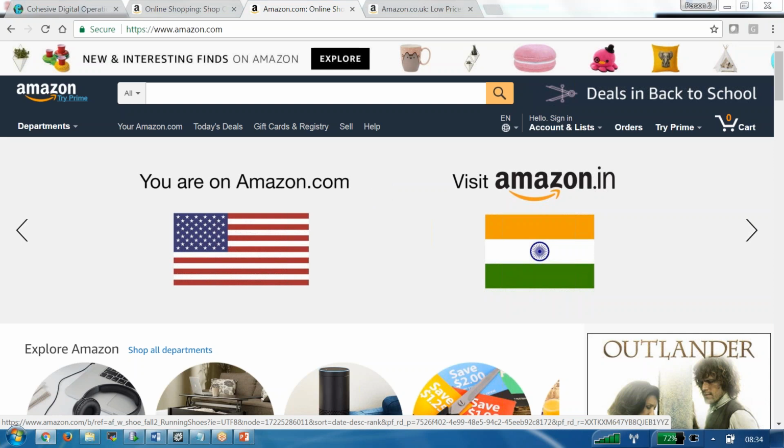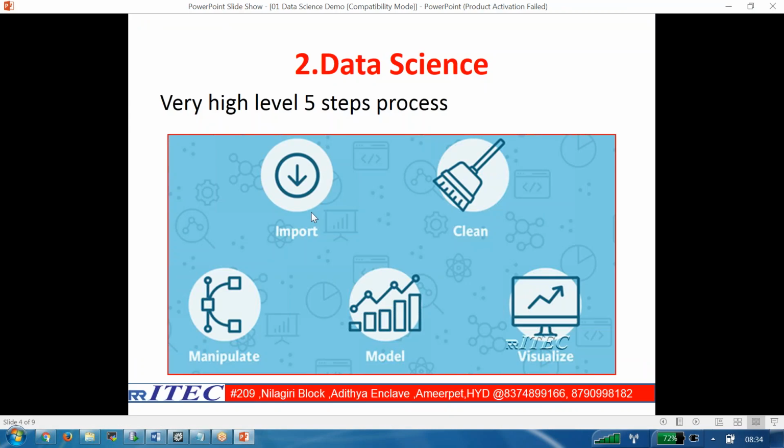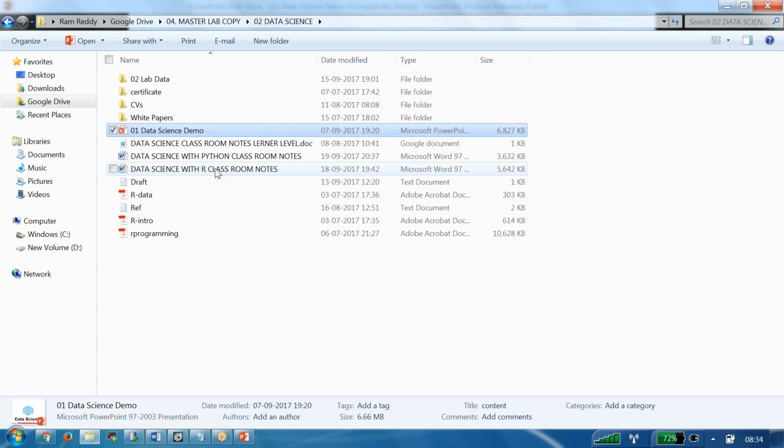So I have to do one activity here, that is called what? Import. Thereafter, what do I have to do? I have to clean the data. Importing, I have no limitations in my data science. Anything you give me, I will import it. I mean to say, let me open my document.